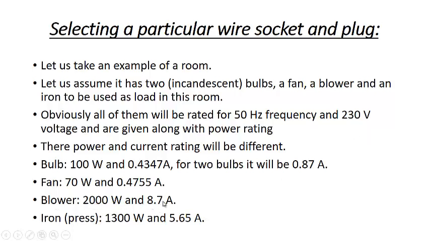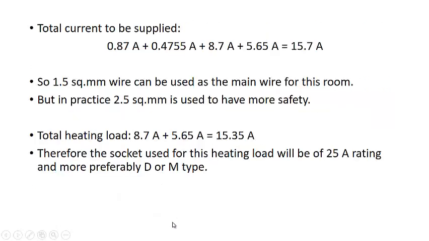It comes out to be 8.7 amperes. And for iron, which I have told you that its common name is press, its wattage will also vary from 1200 to 1700. I took it as 1300 because the iron that I possess has this wattage of 1300, and its current is calculated as 5.65 amperes. Now the total current supplied will be the summation of 0.87, 0.4755, 8.7 and 5.65. It comes out to 15.7 amperes.